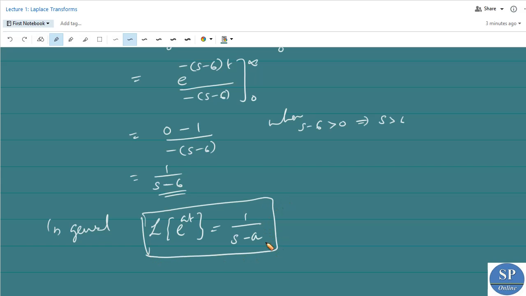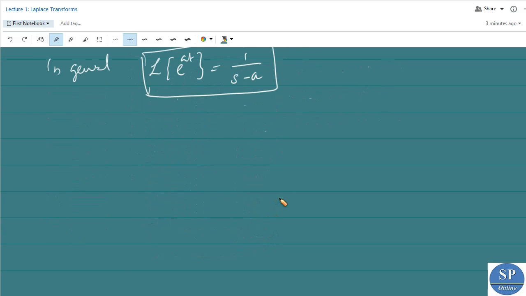Now we can try to evaluate the Laplace transform of sine 2t. By definition, we have this is equal to integral 0 to infinity e to the power minus st sine 2t dt. Here f of t is sine 2t, so the integral of e power minus st f of t dt is this. We can use integration by parts here by choosing the first variable as sine 2t and the second variable as e power minus st.